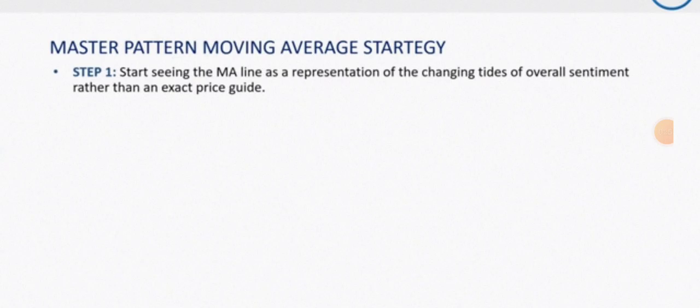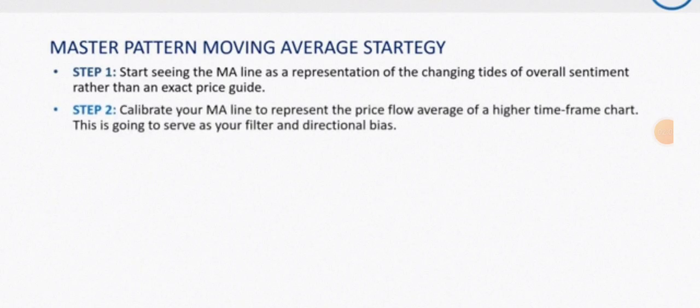So in a nutshell, step number 1 is for you to start looking at those moving averages as an insight into what other less informed traders might be thinking and see how price acts around those crossover points. Step number 2 is to calibrate your moving average line to represent the price flow average of a higher time frame chart. So this is going to serve as your filter and directional bias. Let me show you what I mean by this.